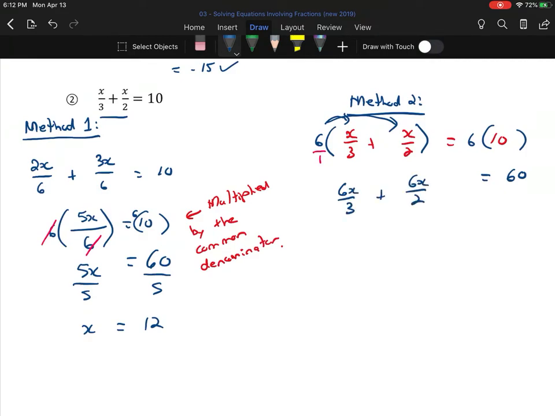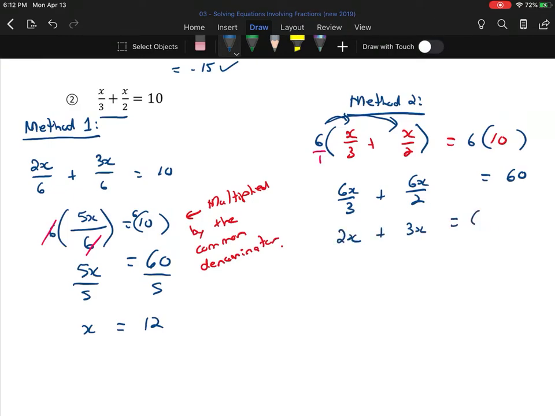And so here I get 6x over 3 plus 6x over 2 equals 60. I multiplied top times top and bottom times bottom in each of those two fractions. And at first glance, you go, that didn't accomplish anything. All that did was make the numbers a whole lot bigger. But take a closer look at the two fractions.